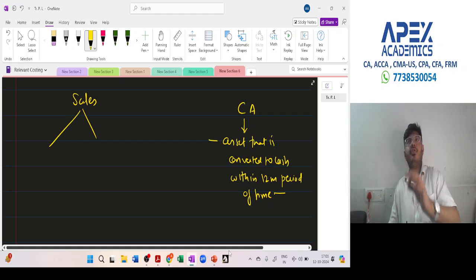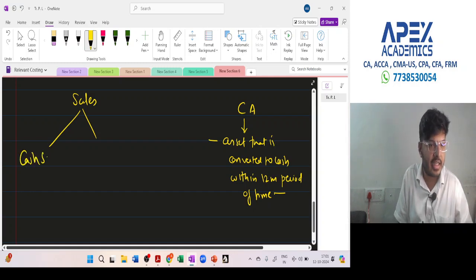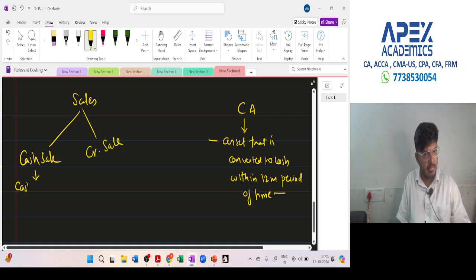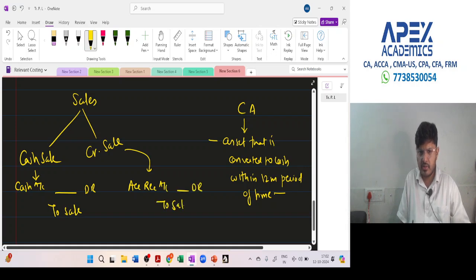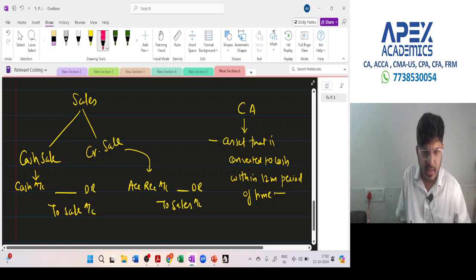Therefore, please understand, when I talk about sales, sales are of two types. They can be cash sale or they can be credit sale. For cash sale, you just pass the basic journal entry: cash account debit to sales. And for credit sale, you pass the journal entry: accounts receivable account debit to sales. Am I clear about this? Friends, accounts receivable is nothing but debtors.